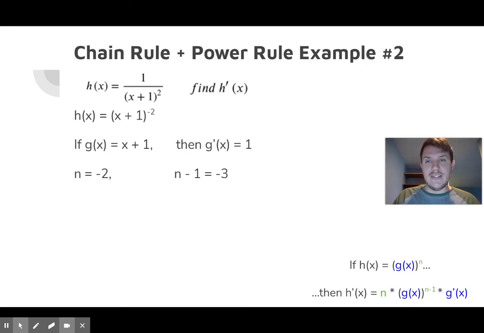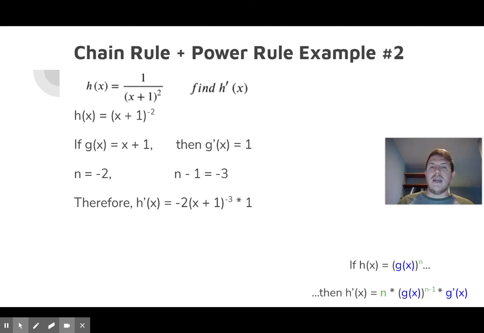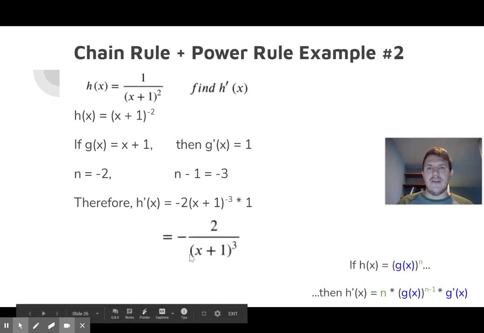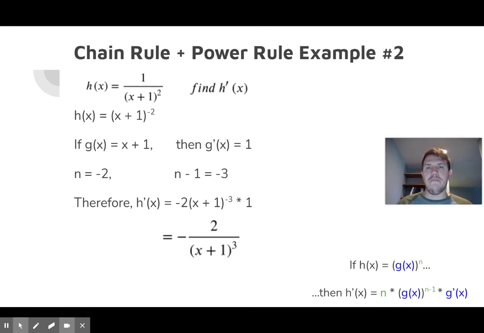Here's how we bring all of this together. Therefore, the derivative is going to be negative 2 times (x plus 1) to the negative third times 1. Thankfully, negative 2 times 1 just becomes negative 2. And we can rewrite it where we have x plus 1 now in the denominator. So it would be negative 2 divided by (x plus 1) to the third power.